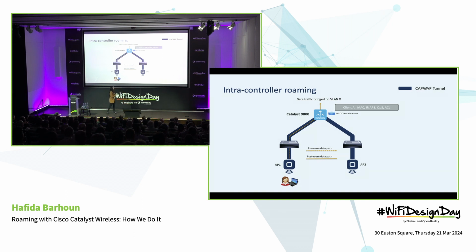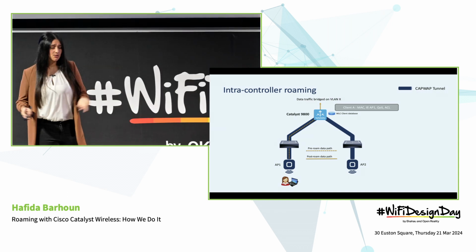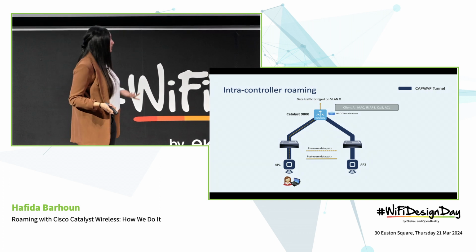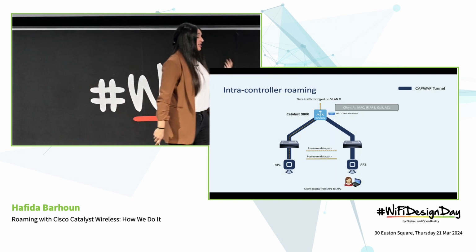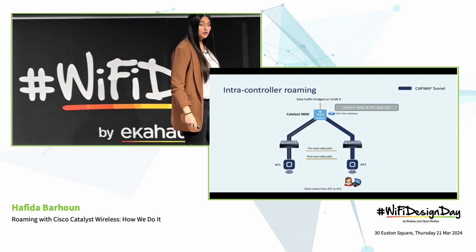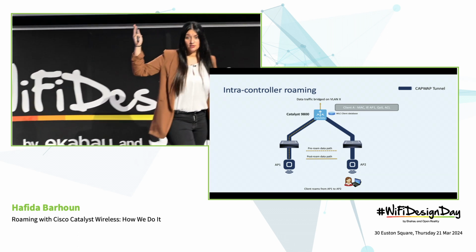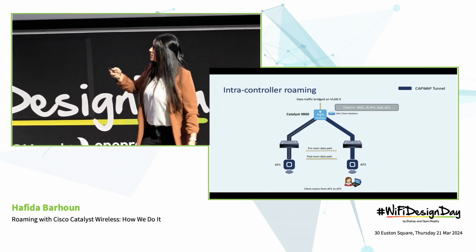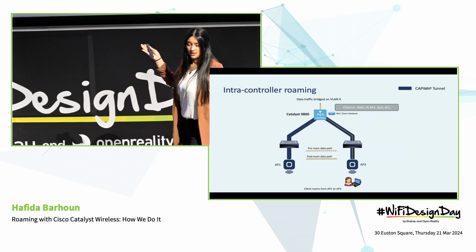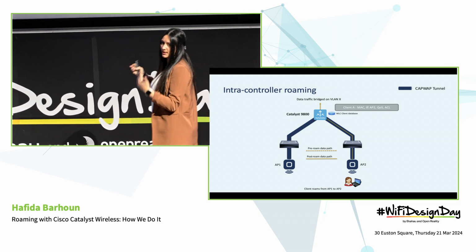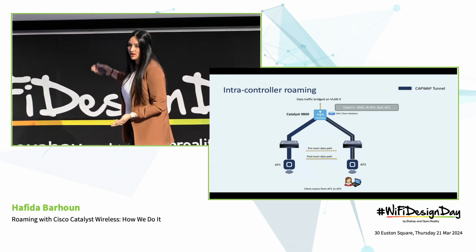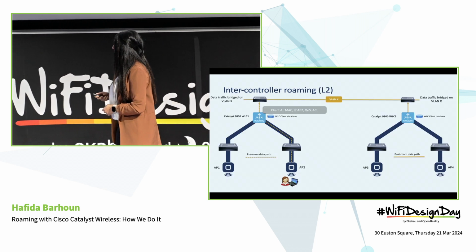Here, my user, let's call her Mia, is moving from AP1 to AP2. As she moves, she will ask to reassociate to AP2. This request will be sent to the 9800 controller, which will simply update its database. Simple, fast. That's the best roaming type that we have, and this is the one that we recommend.